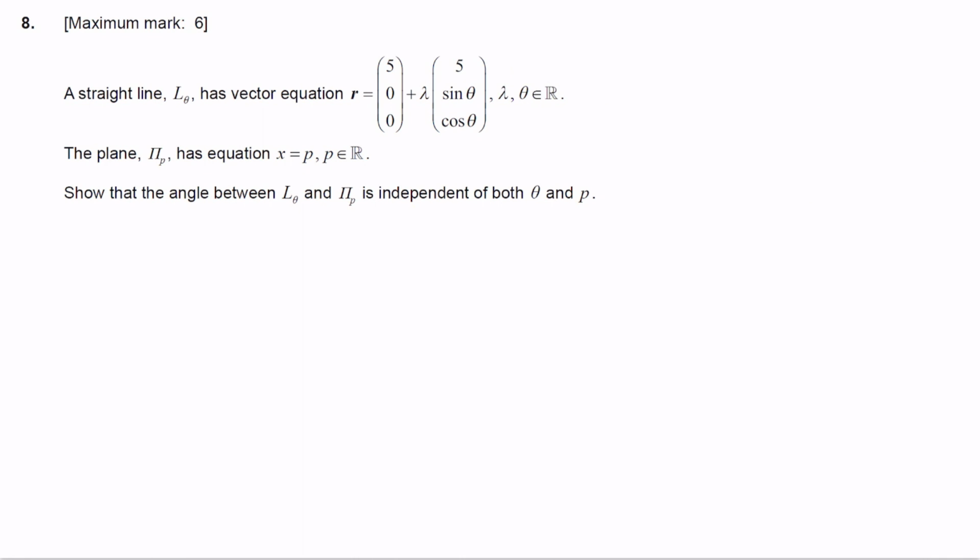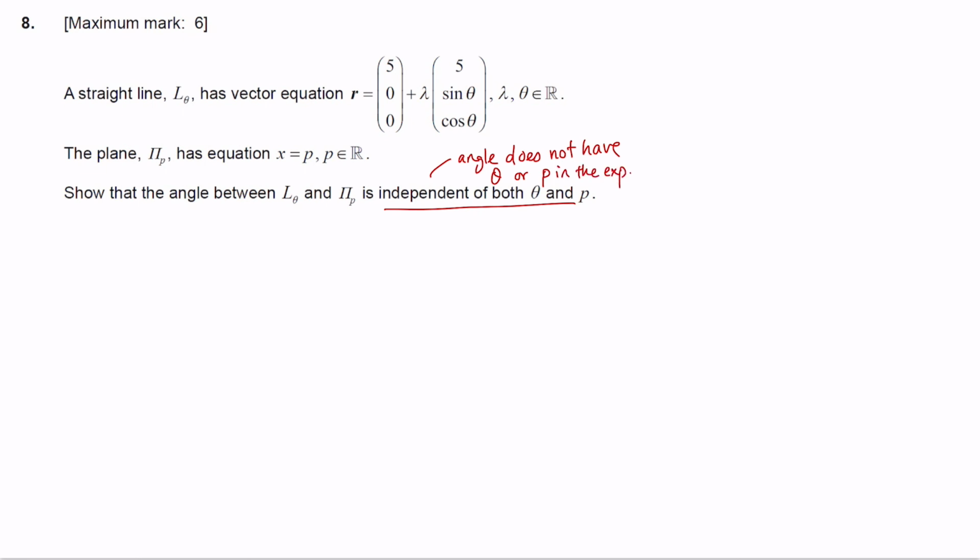Question 8. A straight line has this equation, a plane has that equation. Show that the angle between L at theta and pi p is independent of both theta and p. So the aim here is to show that this angle does not depend on theta or p, it does not have any theta or p in the expression.